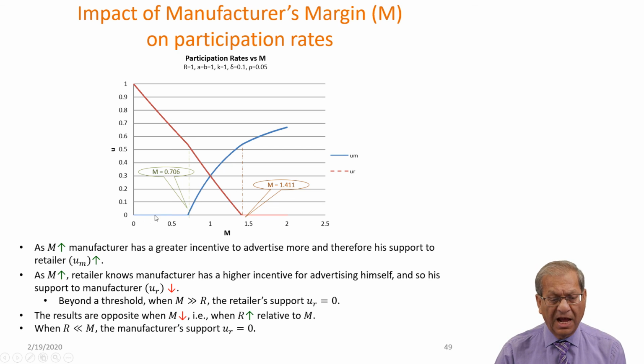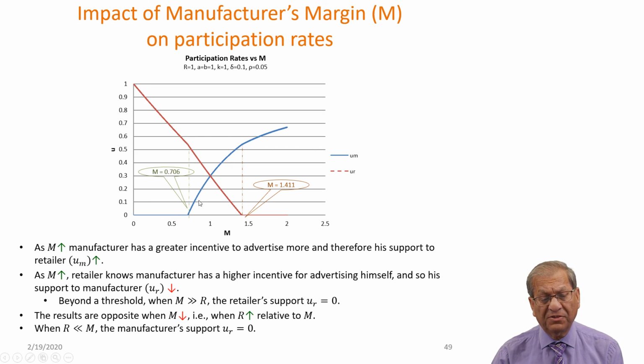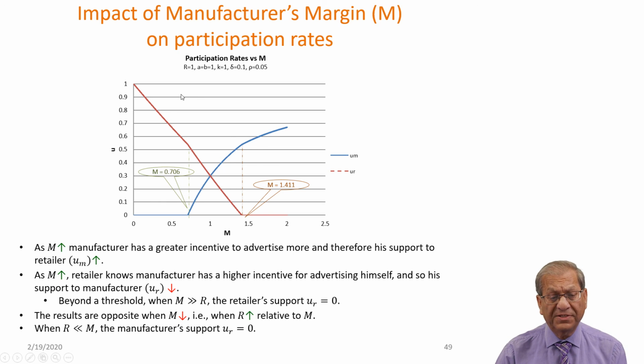And so you can see that up to about this level, maybe around 0.7 or so, the manufacturer does not support the advertising of the retailer. But at this point, the manufacturer starts supporting the advertising all the way, and it keeps increasing as M increases. On the other hand, you can see that if the manufacturer's margin is low and the retailer's margin is relatively higher, then the retailer has an interest in supporting. But as the manufacturer's margin increases, the retailer's support goes down. Eventually, at 1.5, it becomes 0.